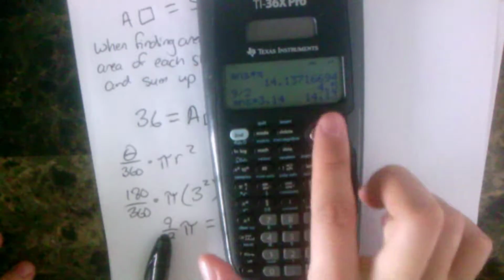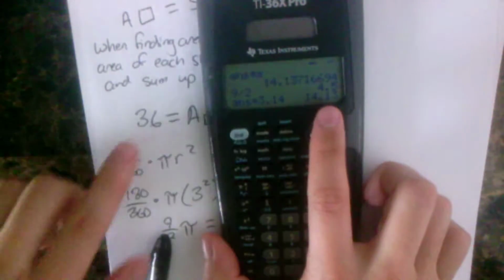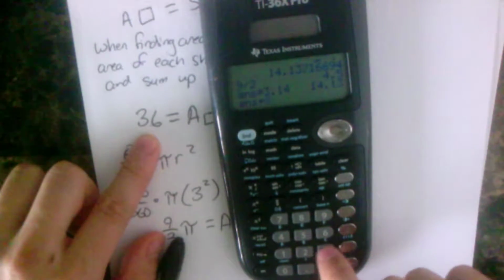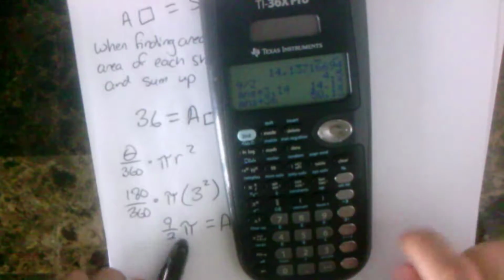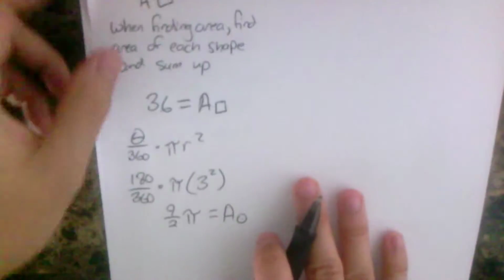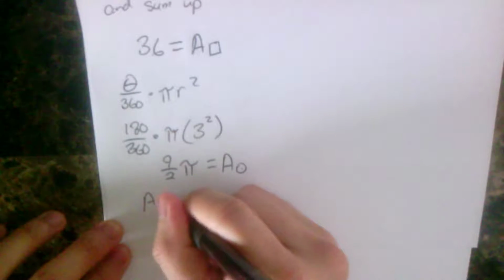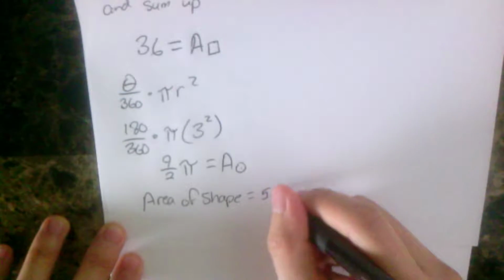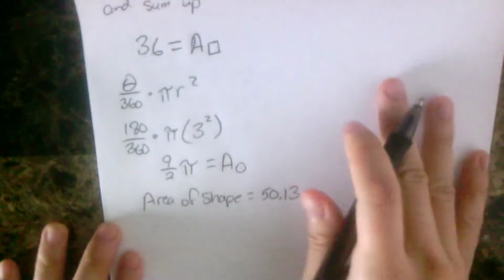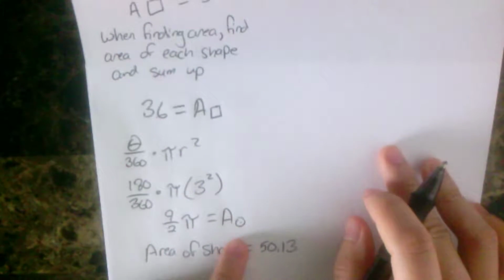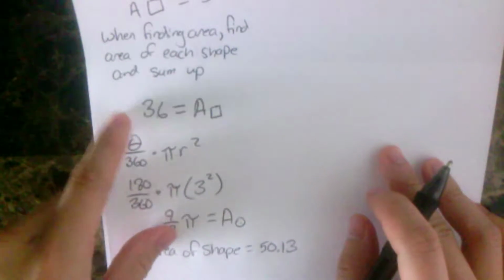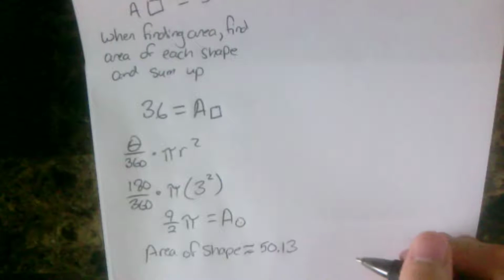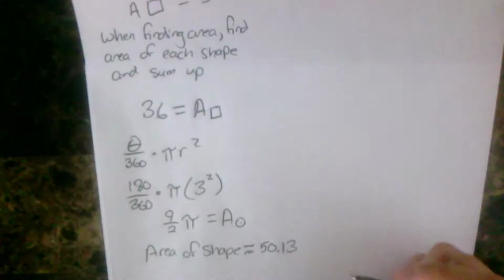So we'll use 14.13, and then you're just going to add it to the 36 for the square. So we'll just add 36, and that's your total. So 50.13. So the area of the shape is 50.13. Okay, again, you just found the area of the square, the area of the semicircle, and added these two numbers together, which gave you roughly this. So I should make these squiggly there. Okay, so that's the area of that shape.